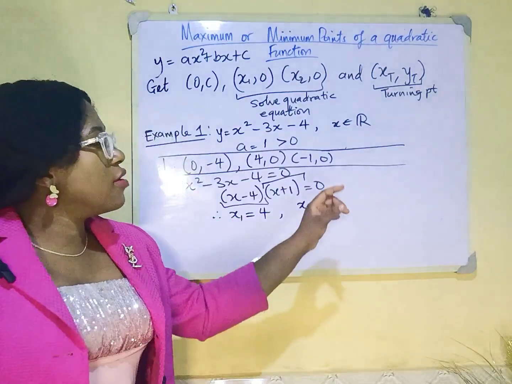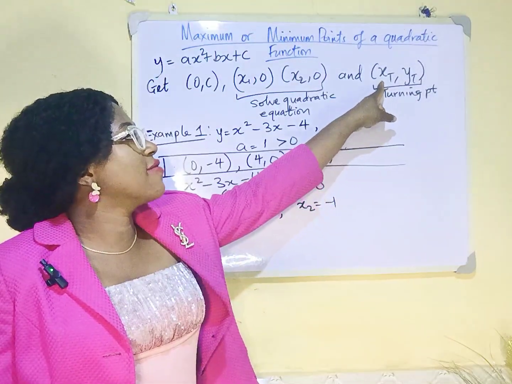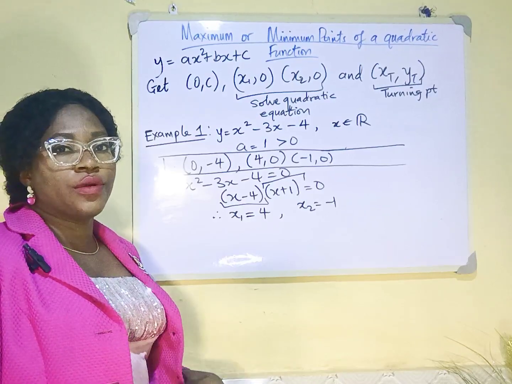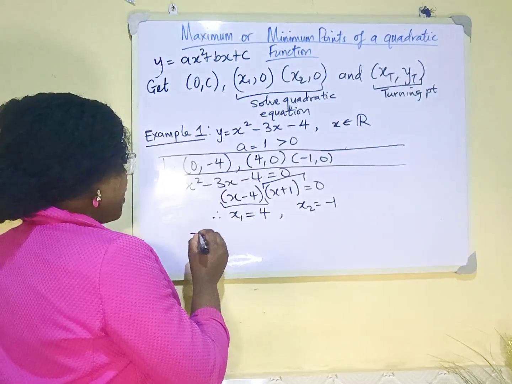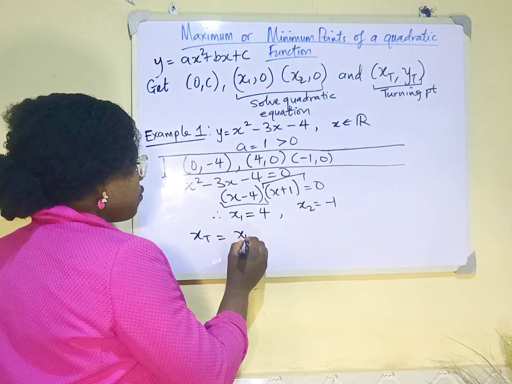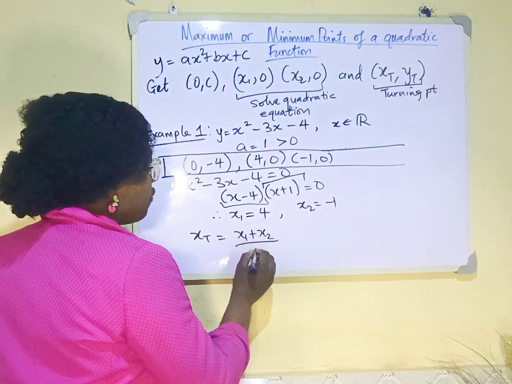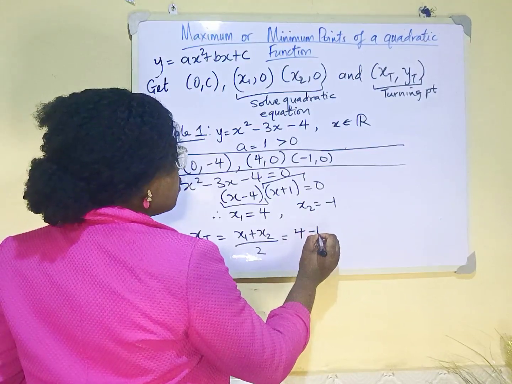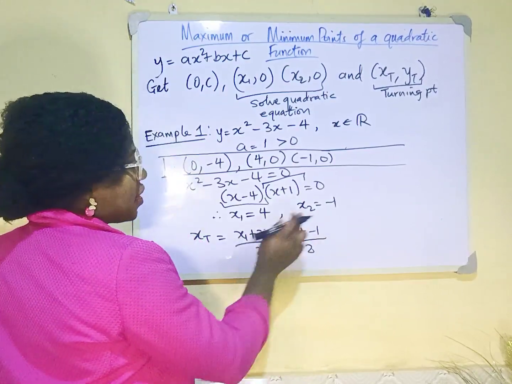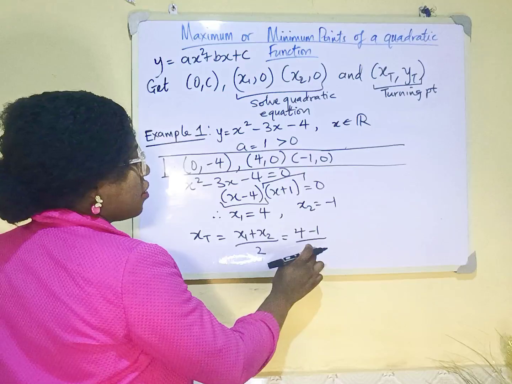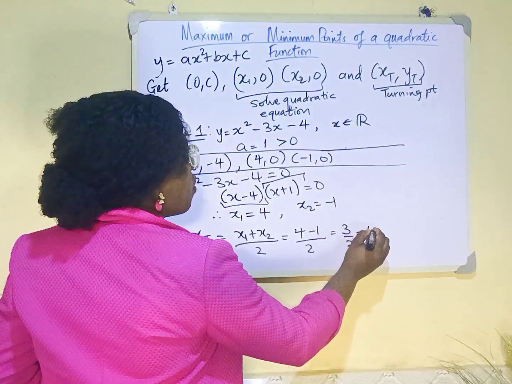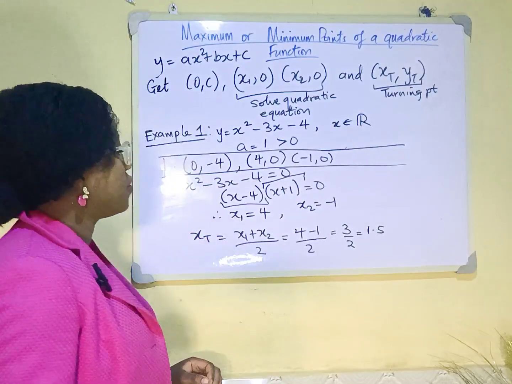Remember how to get the turning point. I need to first get xt, and xt is gotten by getting the average of both x's. So xt is actually x1 plus x2 all over 2. And this is 4 minus 1 over 2. Plus times minus is minus, okay? So this will give me 3 over 2, or what we call 1.5 in decimal.